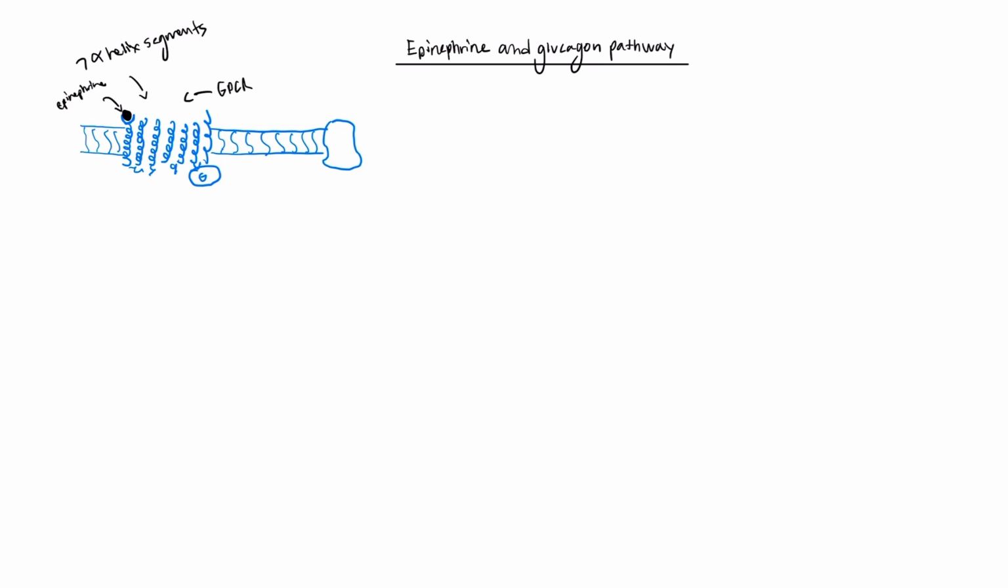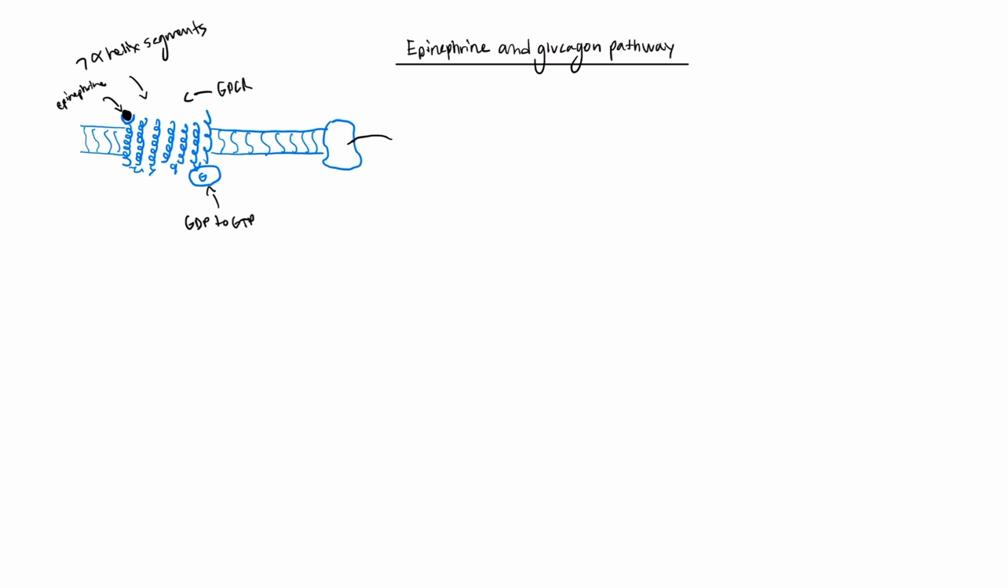Once this binds to the active site of one of the alpha helixes, it's going to activate this G protein molecule down here, which is bound to one of the alpha helixes on the cytoplasmic side. So basically the G protein will go from inactive to active. So basically it's going from GDP to GTP. GDP is its inactive form and GTP is its active form.